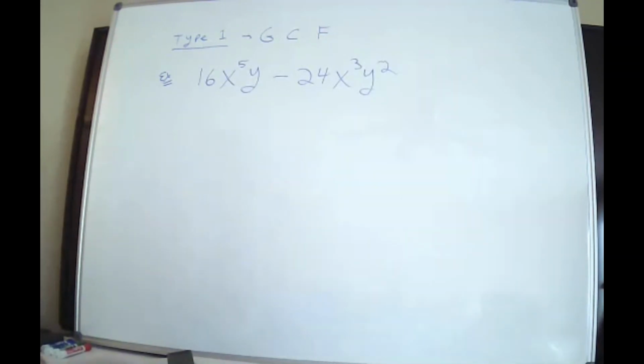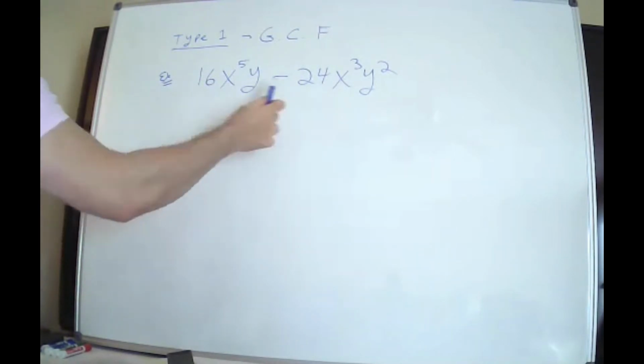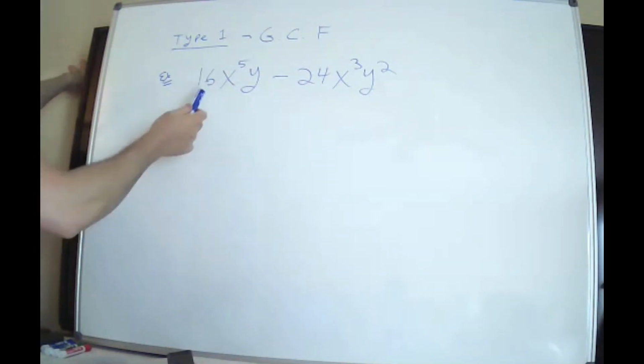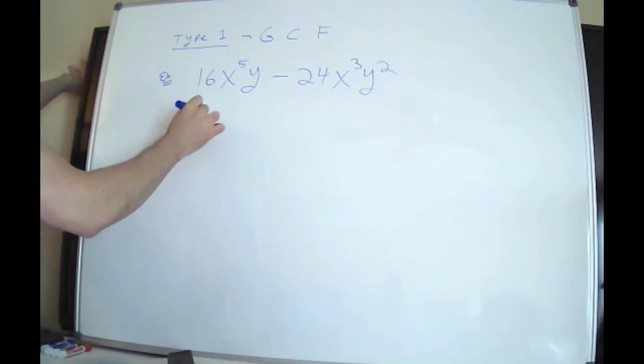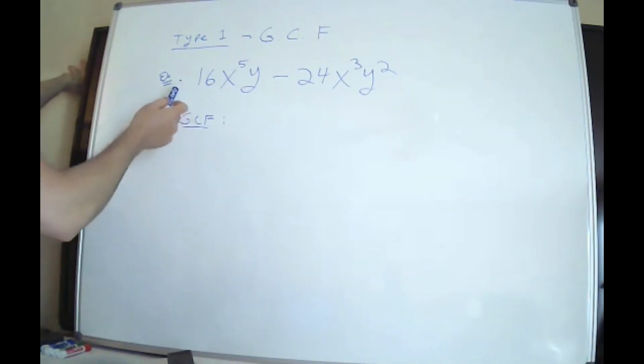All right, so one more example of greatest common factor. This one again has a lot more in common. It's got x's and y's, bigger numbers. I mean, they're not too big. So again, we want to figure out the GCF. I'm looking for the largest number that divides both.